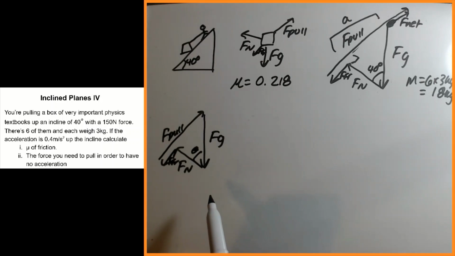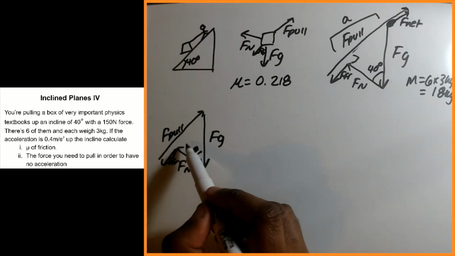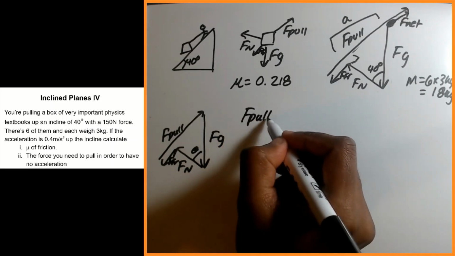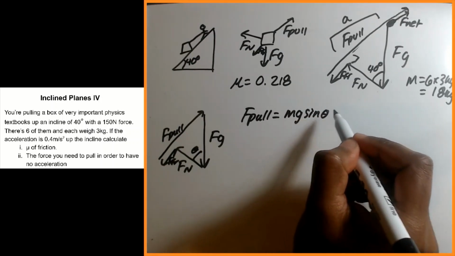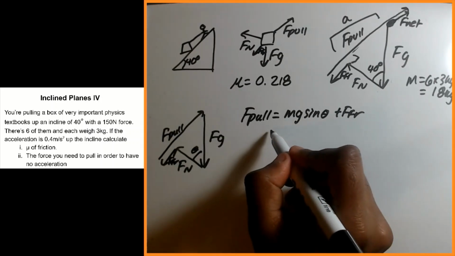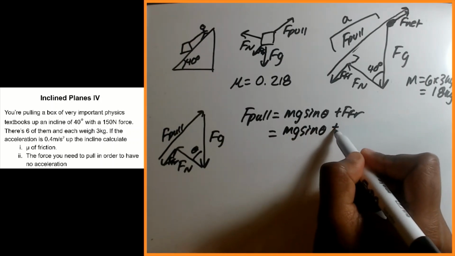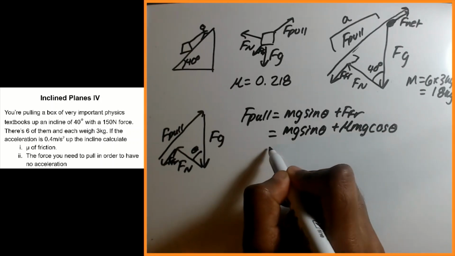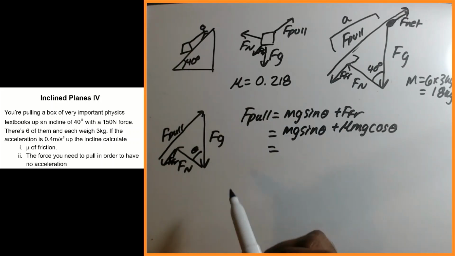So just like before, we're going to be writing F pull is going to be equal to F of friction plus this mid component here, which we calculated last time. So F pull is equal to mg sine theta plus the force of friction. So let's go ahead and just break it down into its components. So you have mg sine theta, of course, plus friction, which is mu times Fn, which is mg cos theta. And we know all these values, and we have mu from the last question.